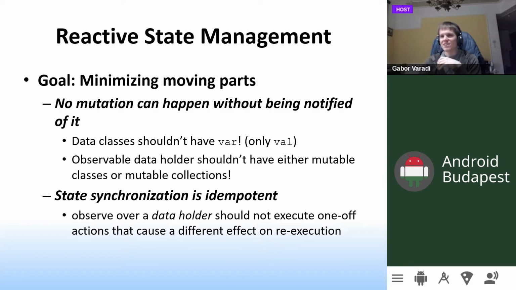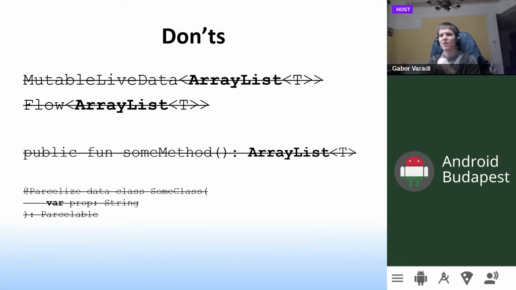And the state synchronization is idempotent. So that means that instead of observing the state and then add view, add view, add view over and over again, you would just set the items to the RecyclerView adapter, for example, and that way it is idempotent. It doesn't matter how many times it's called. If you get the same state, you get the same result. It doesn't change over time.